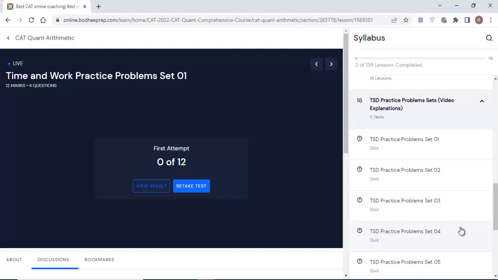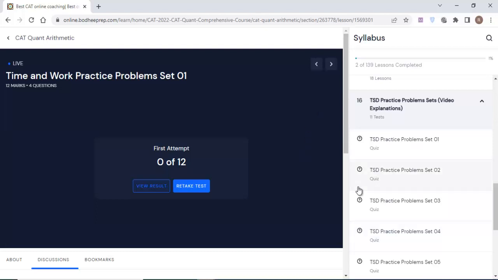In fact, I don't recommend solving higher difficulty level questions from time, speed and distance, because it's going to be a total waste of time. If a very difficult question appears from time, speed, distance, it's not advisable to solve it in the actual exam, because it will take too much time, right?